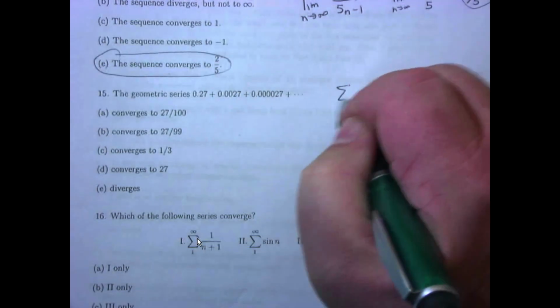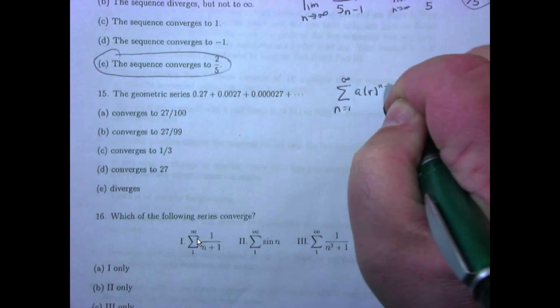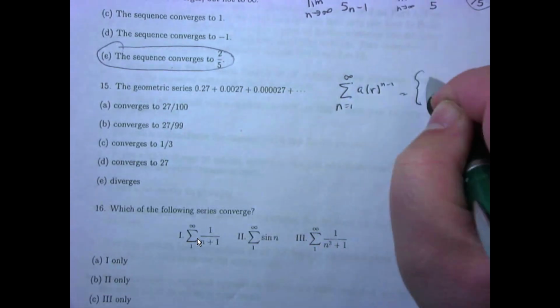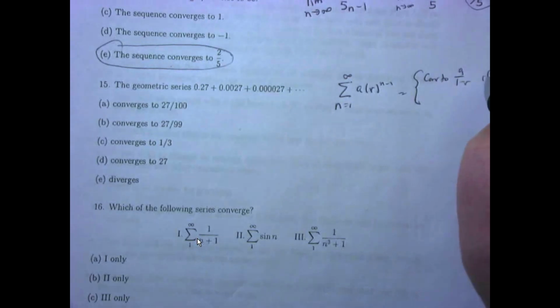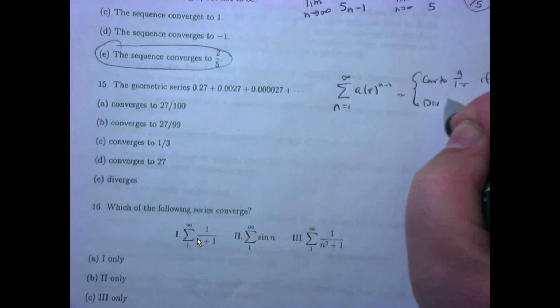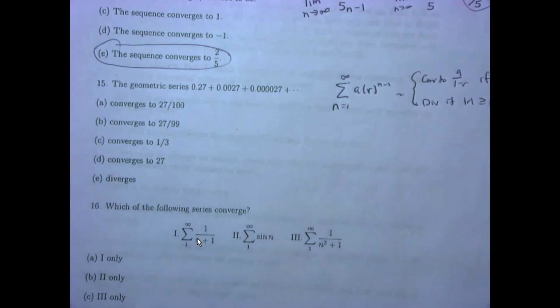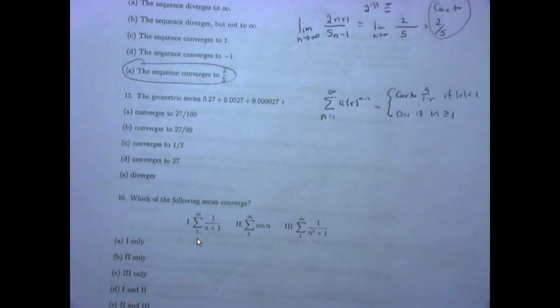But remember, my formula for the standard geometric series is the sum as n goes from 1 to infinity of ar to the n minus 1. And that converges to a over 1 minus r if the absolute value of r is less than 1. And it diverges if the absolute value of r is greater than or equal to 1. The old geometric series. Pure memorization.